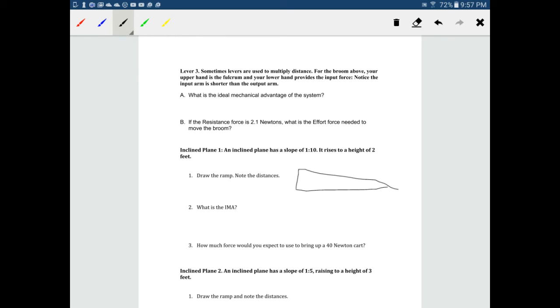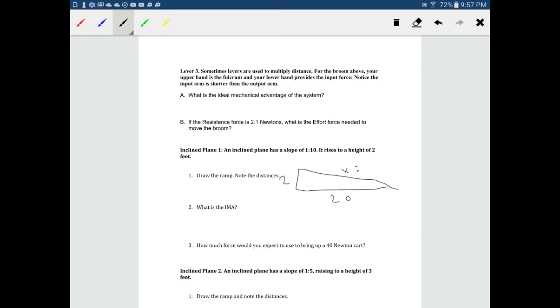It rises to a height of 2 feet. So that goes up 2 feet. Then this must necessarily be 20 feet. And then I don't know what this is right here, and that's important to note. X equals, okay? So we're going to have to figure that out using the Pythagorean theorem.